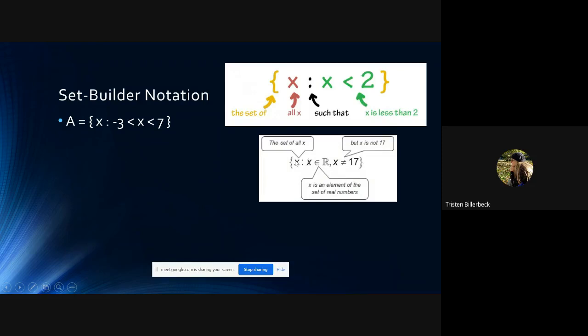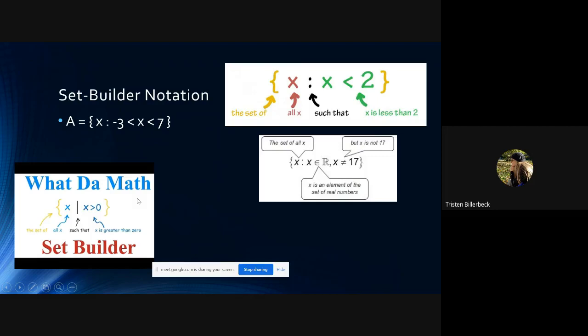Okay, so if we look at this set, it means the set of all x such that x is a member of all real numbers, that's another way to write all real numbers, except x can't equal 17. Okay, so that's the only restriction. So that is the set of x values. All real numbers except 17. Poor 17.